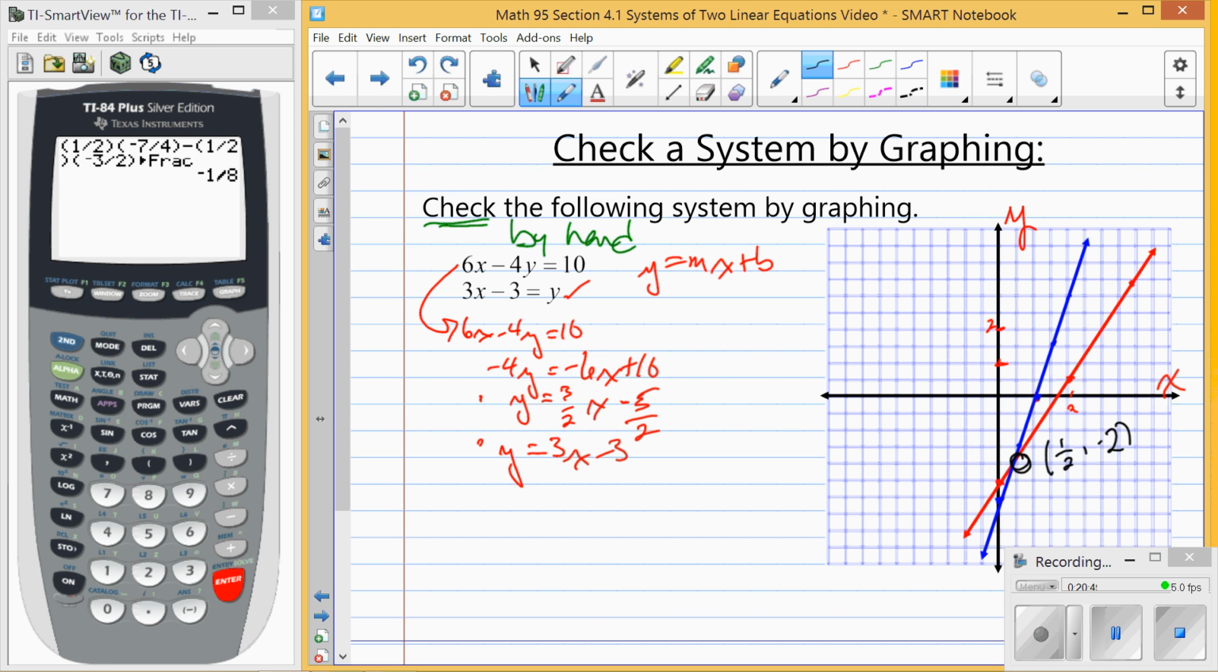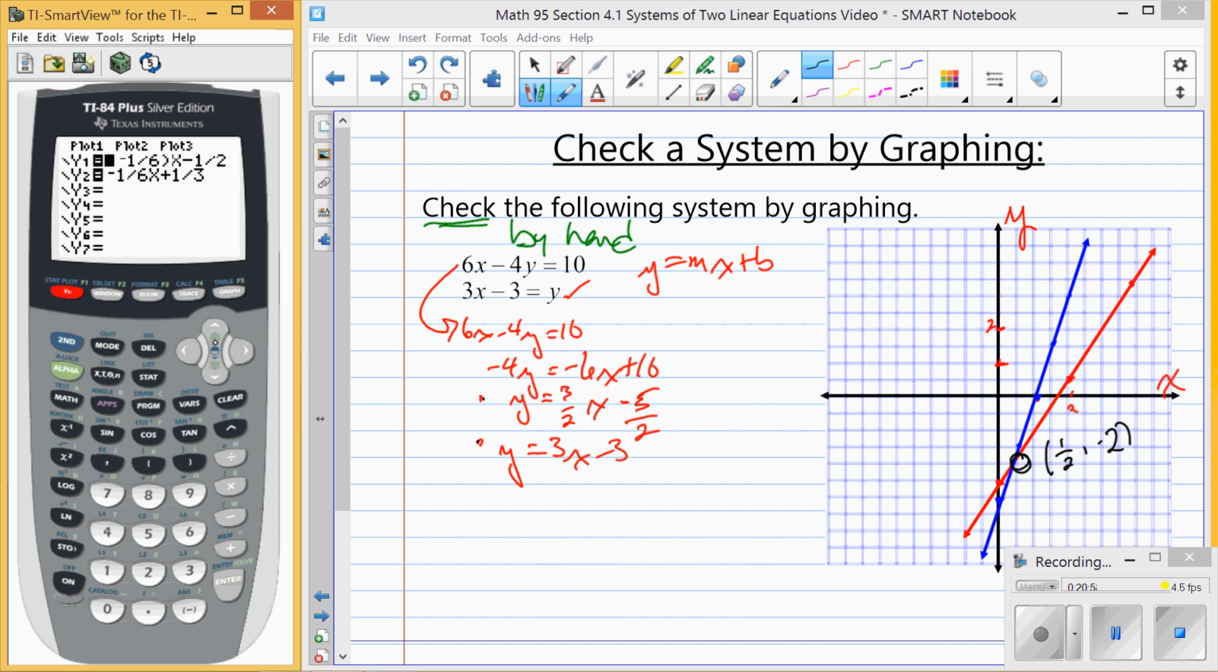If I do this in my calculator, I will get something very, very similar. I still need these two equations. So I'm going to go into my y equals value. I want to clear these out. I am going to go in and type in y equals 3/2 x is right here, minus, and again in parentheses, 5/2. And then the second equation is going to be 3x minus 3.